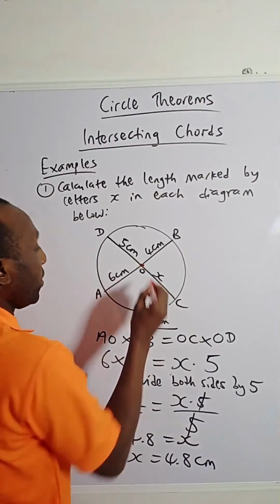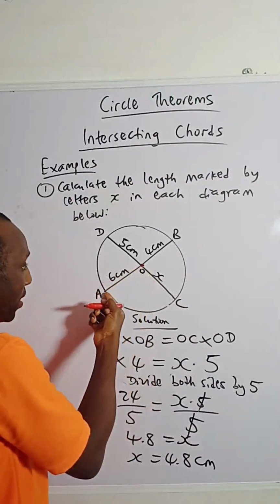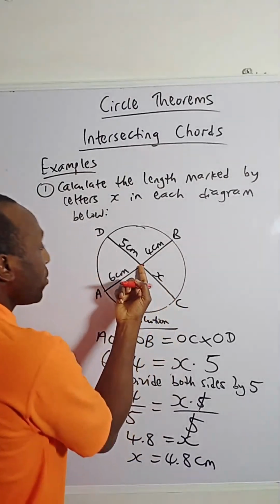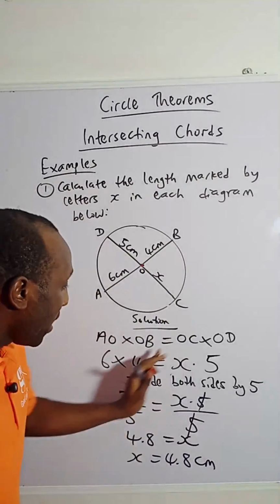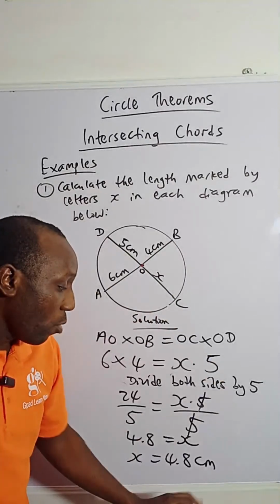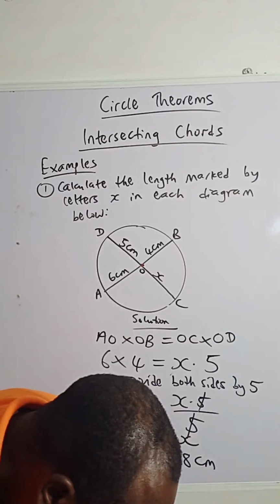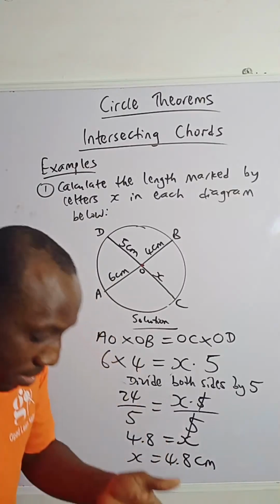This point here. You simply do OA times OB is equal to what? OC times OD. Very easy. And this is what we did, and we're able to get x as 4.8 centimeters.